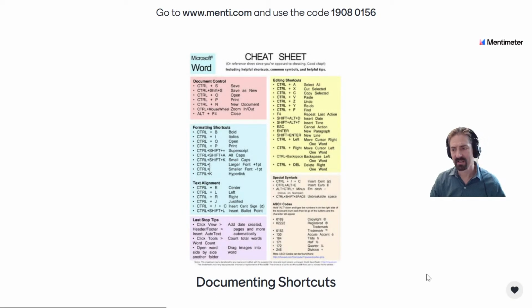Now, one of the things you're going to definitely want to do, and that users like a lot, is having cheat sheets or documenting your shortcuts. You can document them in a variety of ways. You can document them in line in the program. But one great way to document shortcuts is to have a cheat sheet. Imagine you're somebody that works in Microsoft Word all the time. What would you do with this cheat sheet if you worked in Microsoft Word every day for hours a day?